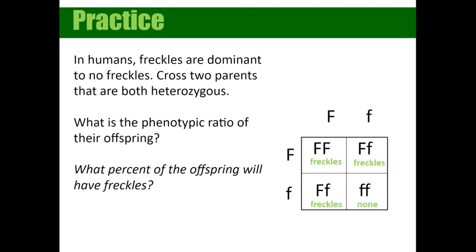All right, so it looks like we have a dominant F in 3 of our 4 boxes. So your phenotypic ratio of the offspring is going to be 3 to 1. So for every 3 combinations that can have freckles, you'll have 1 combination without freckles, which means that 75% of the offspring will have freckles.